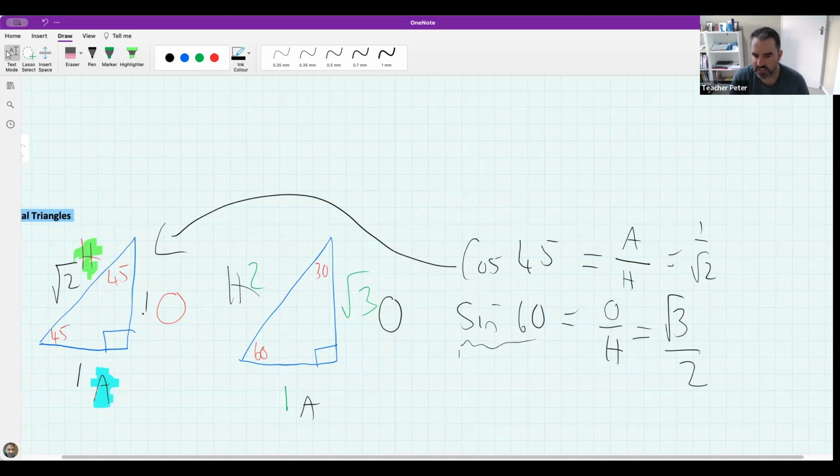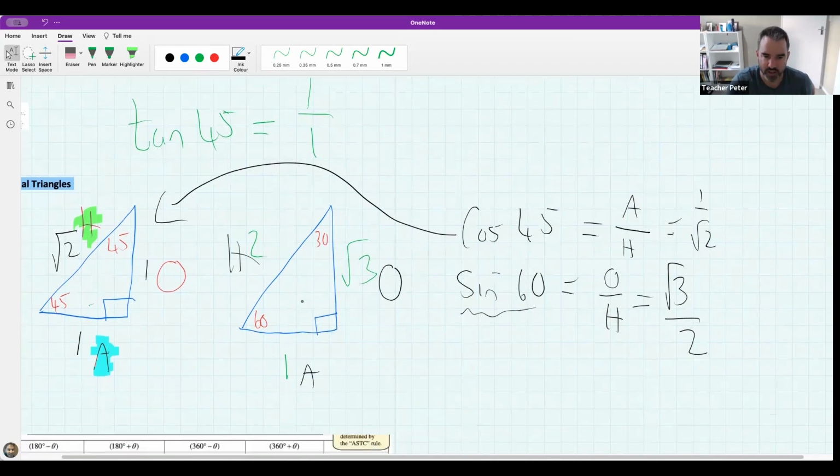Give me a score out of 10 about understanding evaluating special triangles. So if I said to you, what is the tan of 45? Could you do that quickly and easily? Give yourself a score out of 10 for how well you know how to evaluate the tan of 45. So the tan of 45 should be 1 over 1, or O over A. All I did was go to this triangle, and O over A is tan, so it's 1 over 1.